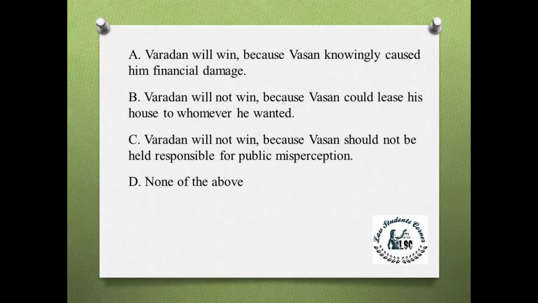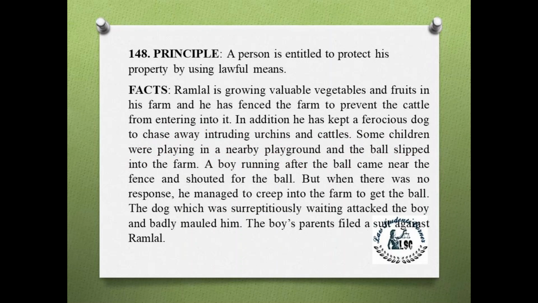Option A, Varadan will win because Vasan knowingly caused him financial damage. Option B, Varadan will not win because Vasan could lease his house to whoever he wants. Option C, Varadan will not win because Vasan should not be held responsible for public misrepresentation. Option D, None of the above. Correct answer is option C. Varadan will not win because Vasan should not be held responsible for public misrepresentation. Question number 148. Principle: A person is entitled to protect his property by using lawful means.